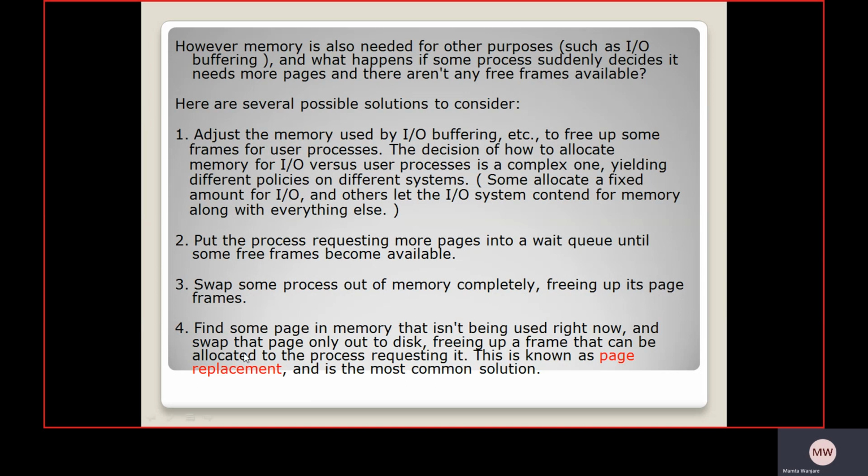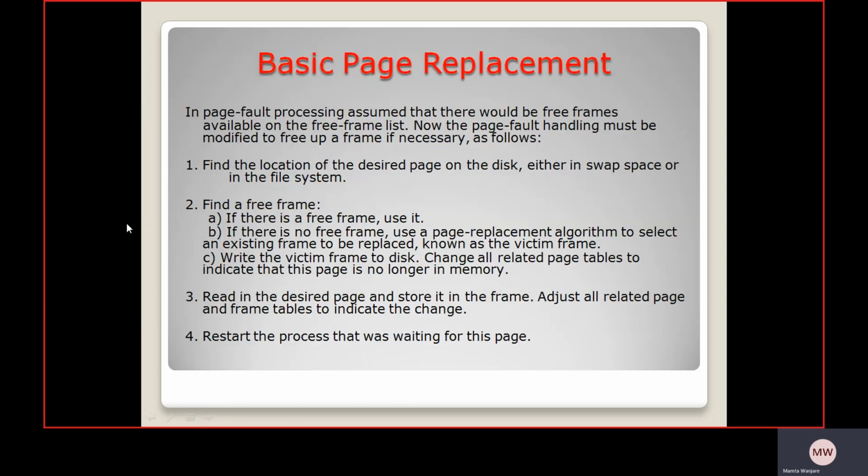And next one is to find some page in memory that is not being used right now and swap that page out to disk, so freeing up a frame that can be allocated to the process requesting it. This is known as page replacement and is the most common solution. So in basic page replacement, in page fault processing, we assumed that there would be free frames available on the free frame list. Now the page fault handling must be modified to free up a frame if necessary.